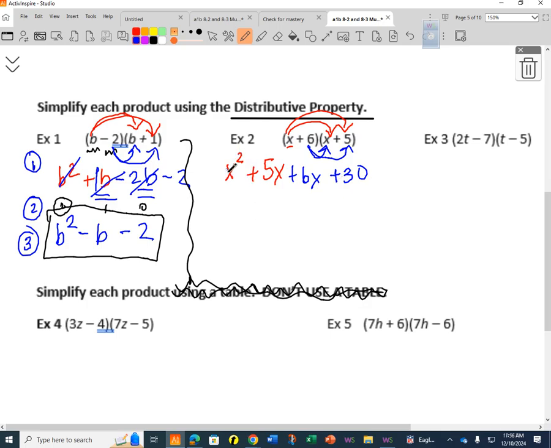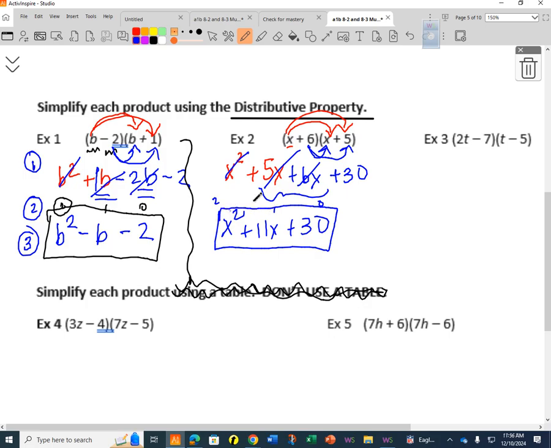So the x squared, I have nothing I can combine it with, so I'm bringing that down. 5x and 6x, they're like terms. What is the sum of 5x and 6x? All right? Perfect. So we've taken care of those. And we don't have anything else to combine with the constant, so that is our final answer. Once again, degree of 2, degree of 1, degree of 0. So this is already in standard form. Any questions?